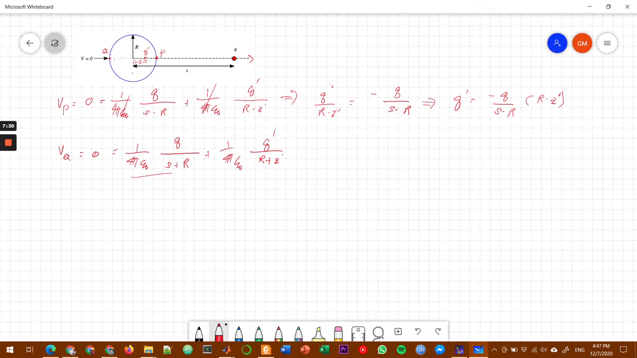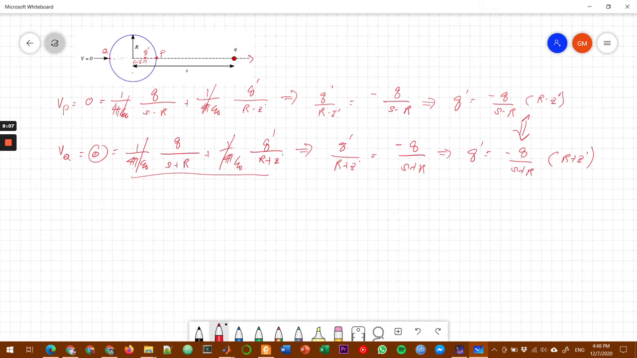is just R plus Z prime, right? And since equated man na siya to 0, tara, we can rewrite that as, we have Q prime over R plus Z prime equals, mag-cancel na po na siya, negative Q over S plus R. And we will get Q prime equals negative Q over S plus R times R plus Z prime. Okay, that's correct.